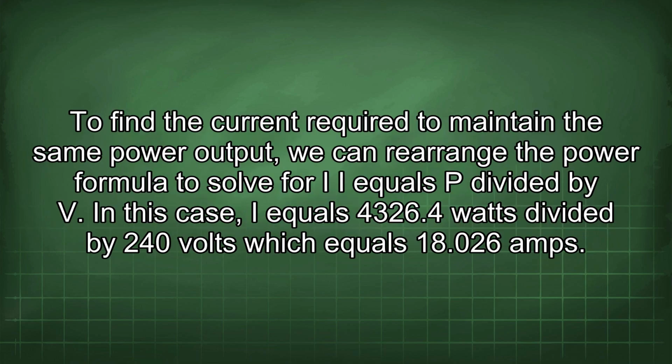To find the current required to maintain the same power output, we can rearrange the power formula to solve for I equals P divided by V. In this case, I equals 4326.4 watts divided by 240 volts, which equals 18.26 amps.